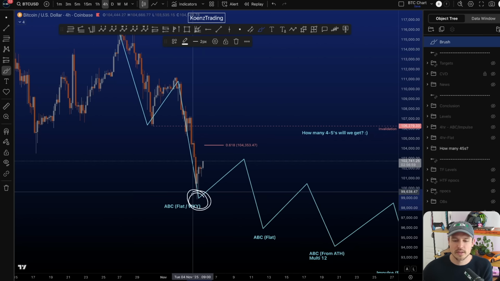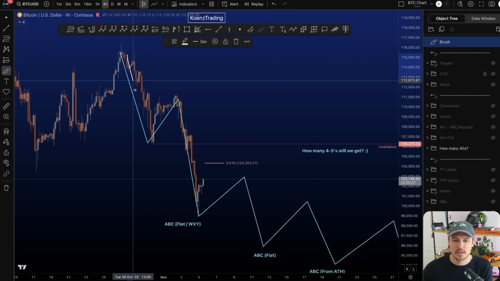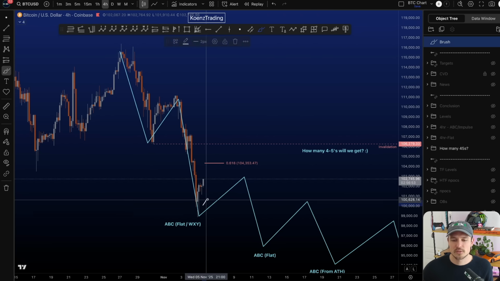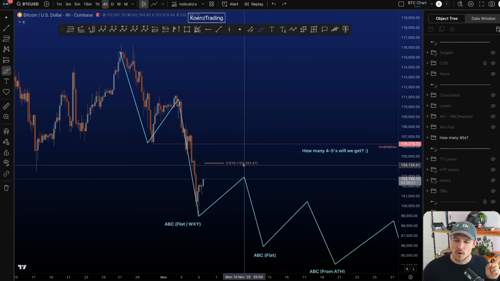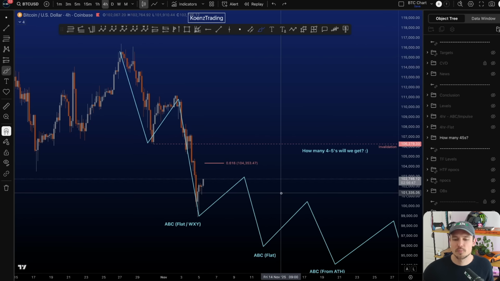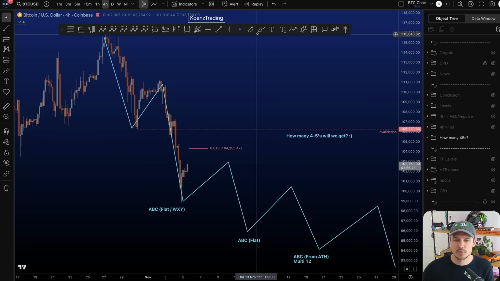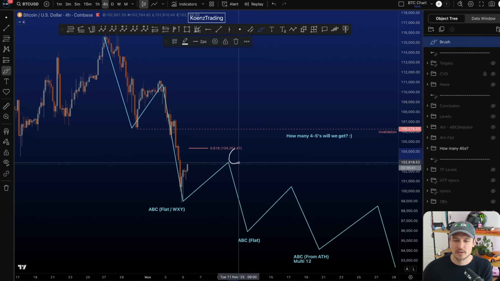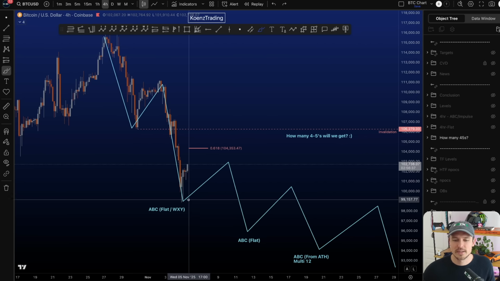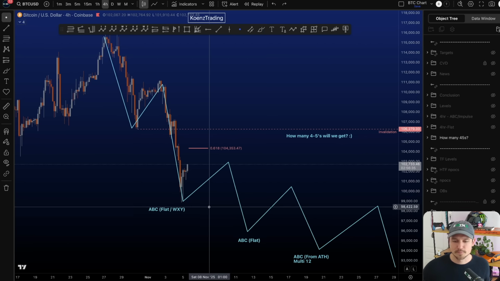If this low over here is a significant low after a 3-wave ABC to the downside here, we would like price to move towards the upside, and step 1 would be for price to touch the 0.618 at 104.3k. This will significantly decrease the probabilities for another leg down, labeled as a 4 and another 5. Increases the probabilities that this is a more significant low.